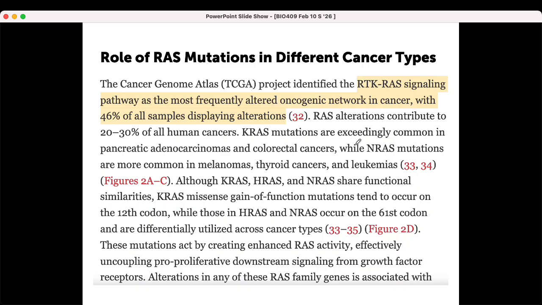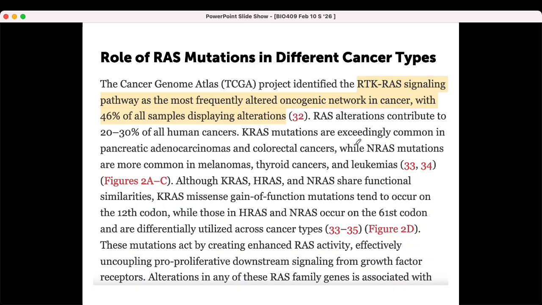I'll try to remember to do this because I'm really focused just on this. So just right here, it says the RTK RAS signaling pathway. They're referring to the receptor tyrosine kinase RAS signaling pathway as the most frequently altered oncogenic network in cancer, with almost half of all human cancer tumors displaying mutations in the pathway. So RAS is by far the most common because it's like the Achilles heel of that pathway, for the reasons we explained.